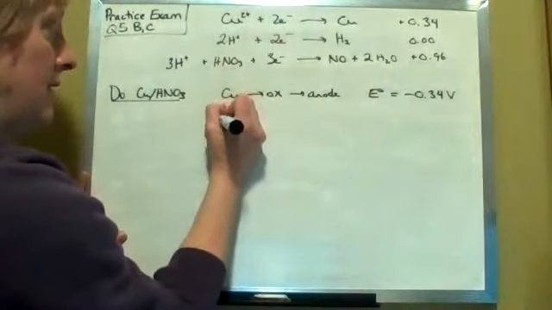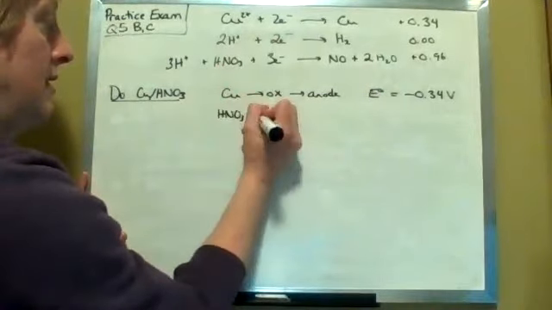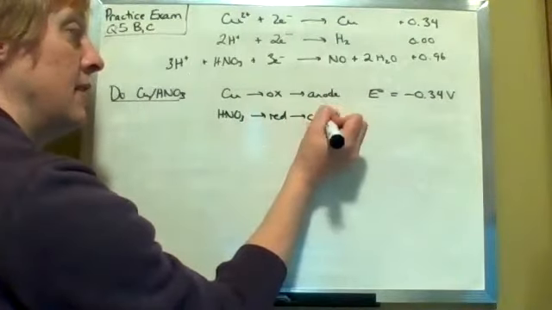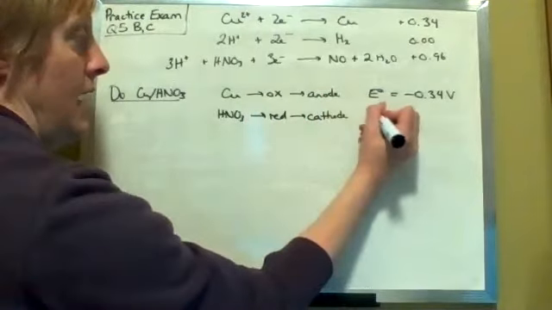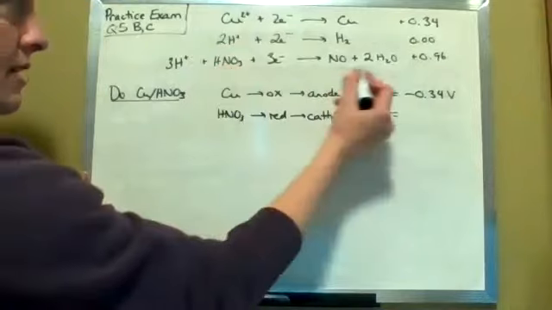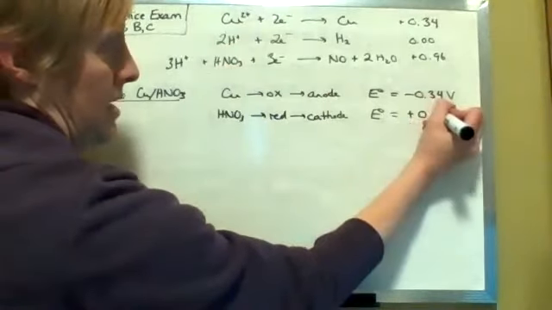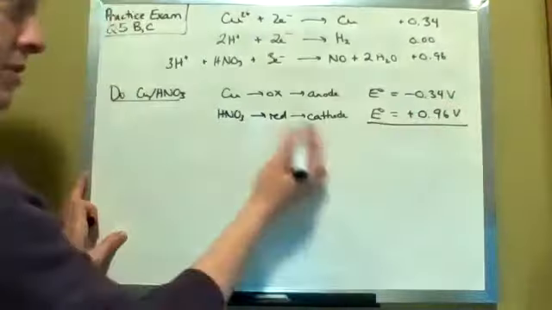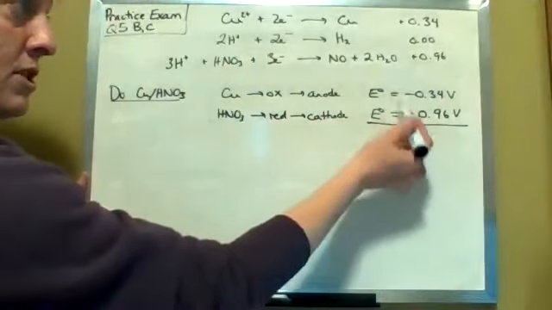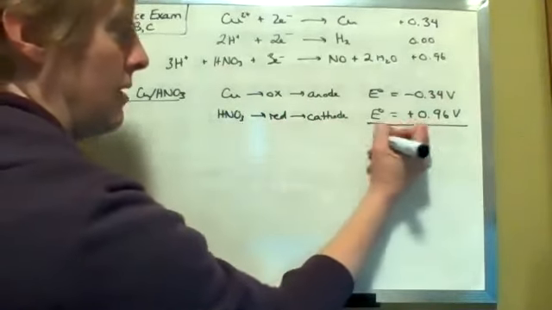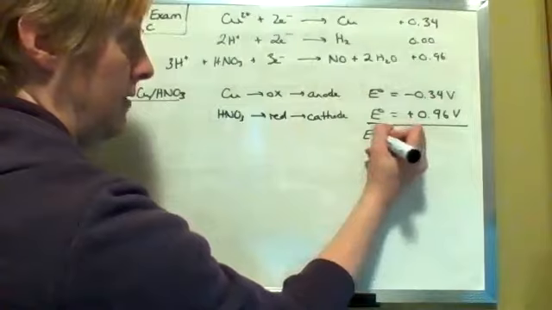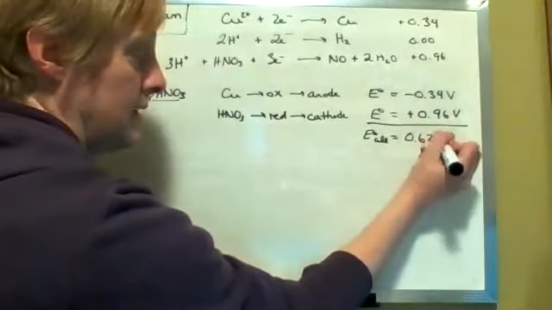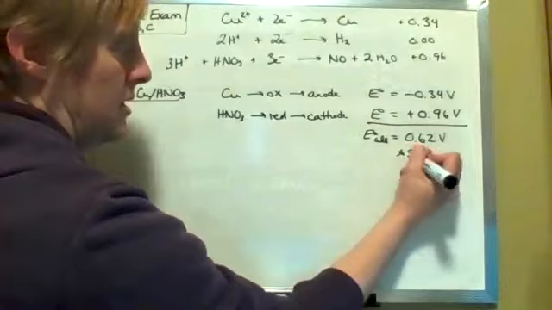The other side of that is my nitric acid being reduced, and that happens at the cathode. So that one is happening in that direction, and its value is going to be 0.96 volts. So I could add these together, putting them in the proper order or switching the signs as needed. So the E naught of your cell, in this case, ends up being 0.62 volts. So this is spontaneous.